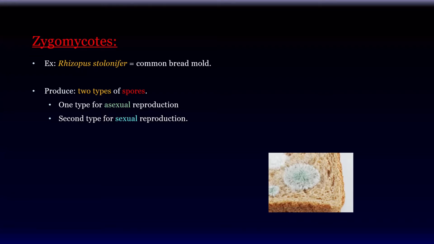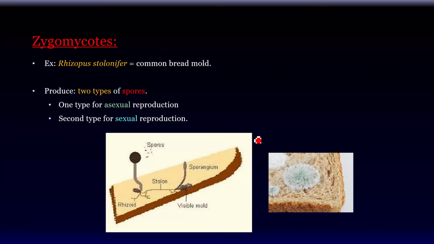That is, they produce spores when they have lots of food around, and then they produce a different type of spores when the conditions are not optimal for survival. So they have one type of spores that is a result of asexual reproduction, and a second type of spores that is a result of sexual reproduction. So these fungi produce 2 types of spores. Now, we're going to study this in some detail.